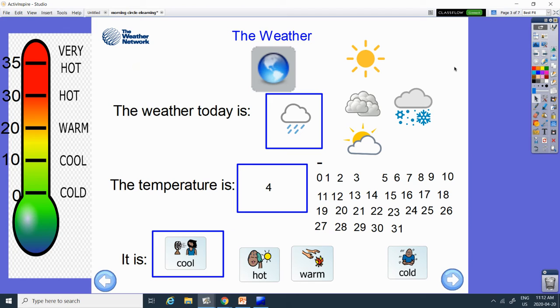Again, you're going to be wanting to wear a jacket. Probably a rain jacket, and if you have rain boots today if you go outside.